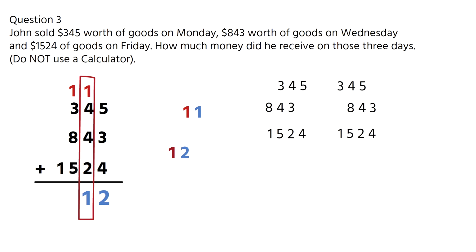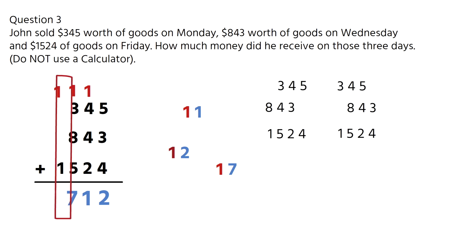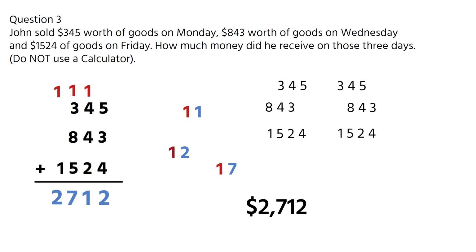We move to the next column. We have 1 plus 3 plus 8 plus 5. This is 17. We have a 2-digit number. We will keep the 7 and carry the 1 to the next column. Finally, we have 1 plus 1 here. This is 2. So our final answer is $2,712.